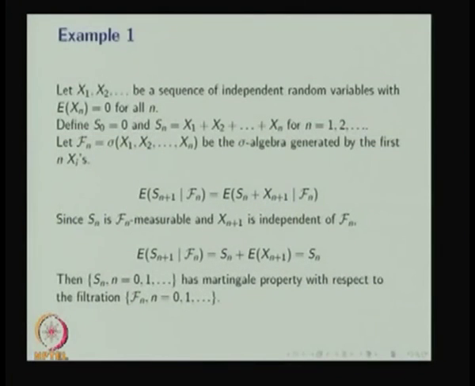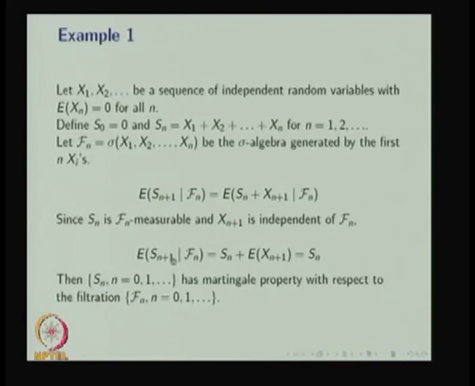But already we have assumed the expectation of xn is equal to 0 for all n. Therefore, the expectation of x of n plus 1 is also 0. Therefore, the conditional expectation is going to be Sn. Since you know the information up to n, the Sn is a value. So the conditional expectation of Sn plus 1 given Fn is equal to Sn.